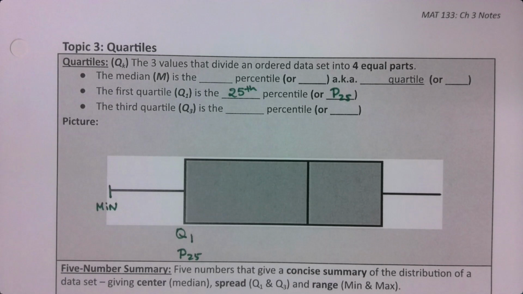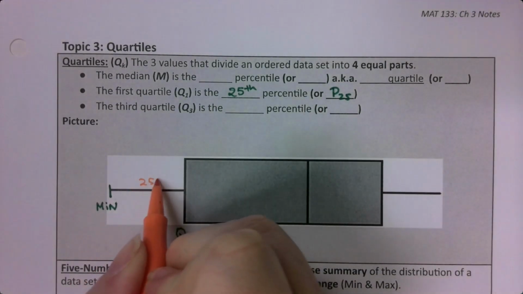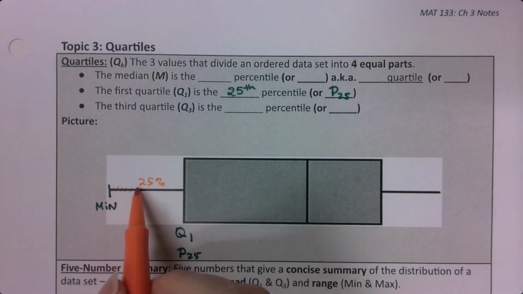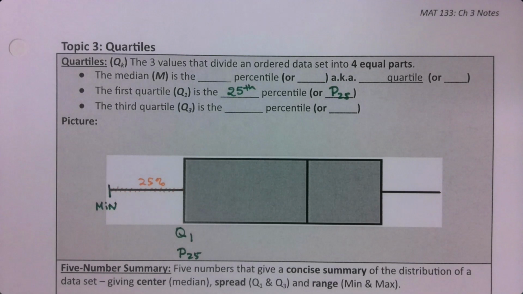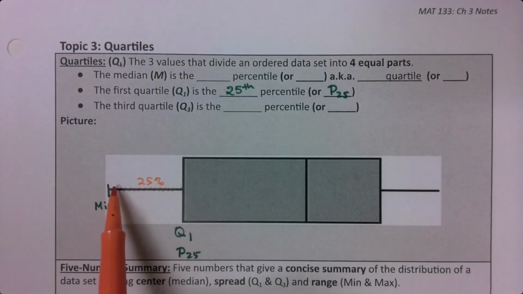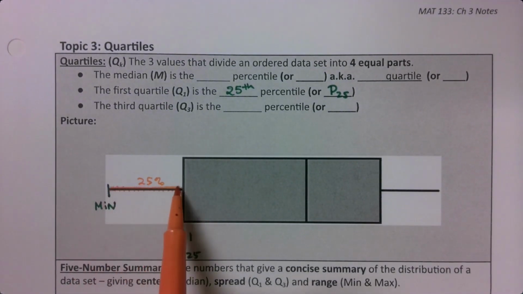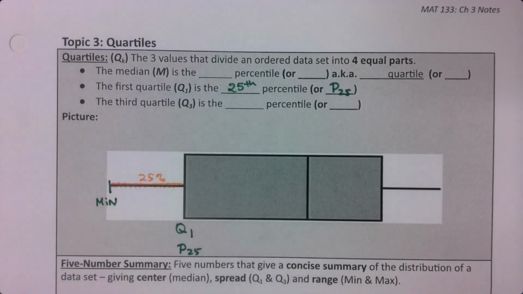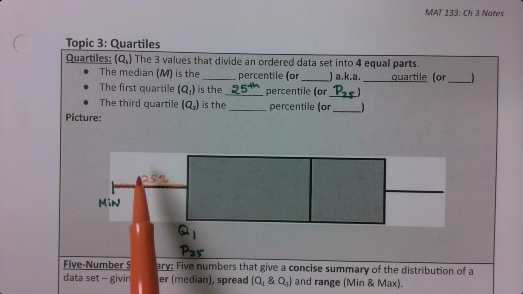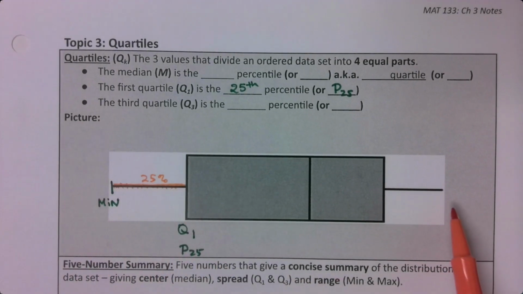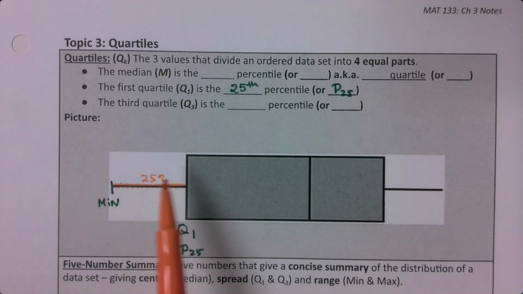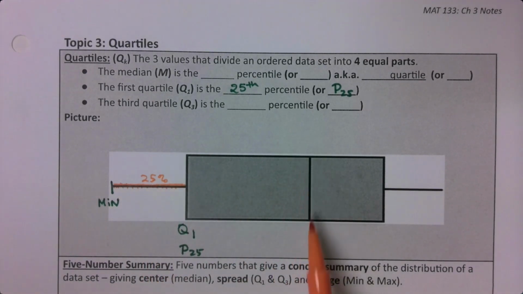I better grab a different color pen. Here we go. 25% are in here, in this section. So you have 25, that was kind of shading. That's what I'm going for there. So 25% of the data values are there. So if there's 100 people that took this test, 25 of them are here. If there's 200 people that took this test, 50 of them are here. Make sense? All right, then the median is right here.